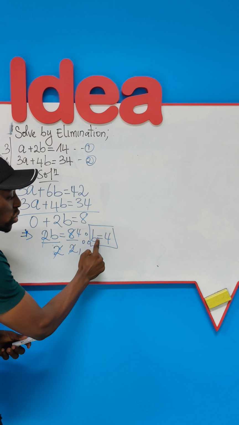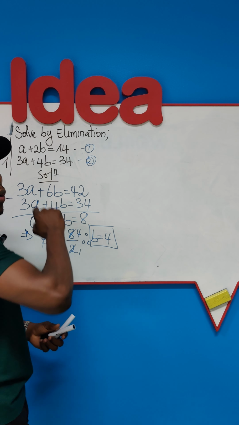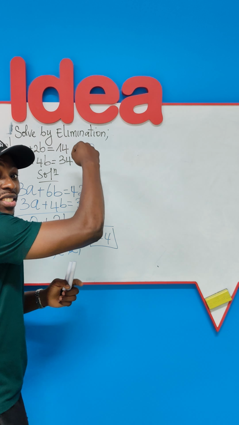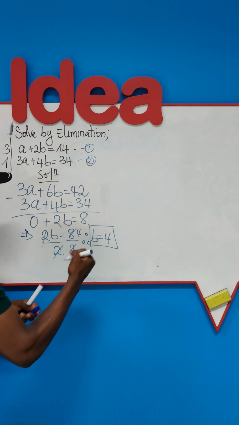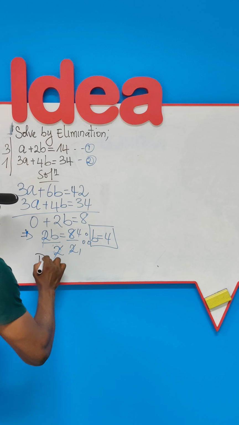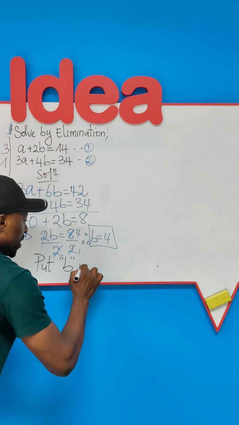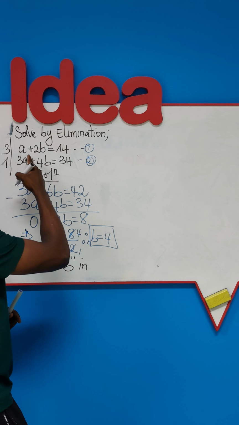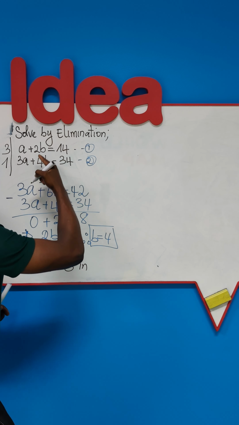How? By substituting the value of b in any one of the initial or original equations. I want to stress on this. It should be in the original equation, not in the modified version of the equations. So I will make the statement. It's very important to make the statements. I will say put the value of b in equation 1, because look at equation 1, the coefficient of a is just 1, so it's easier to just manipulate this one.